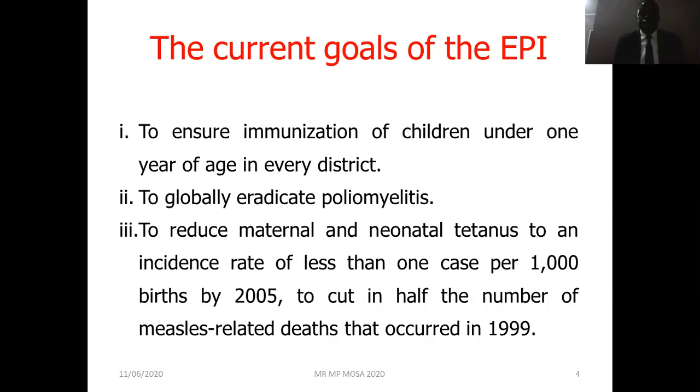The other goal is to reduce maternal and neonatal tetanus to an incident rate of less than 1 case per 1,000 births by 2005, and to cut in half the number of measles-related deaths that occurred in 1999. So in 1999, we had a lot of deaths which were related to measles. And because we're talking of vaccines, these vaccines prevent children from various infections, and among them is measles. So we are to ensure that these children are prevented from preventable conditions such as measles, so that even the death rate can reduce.